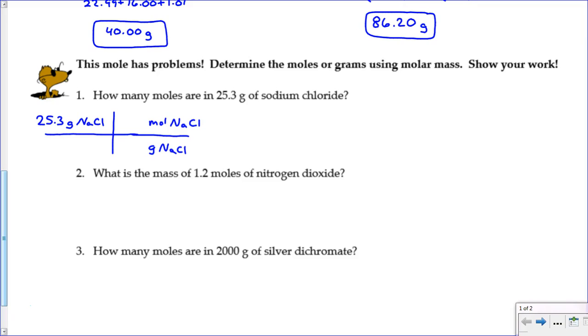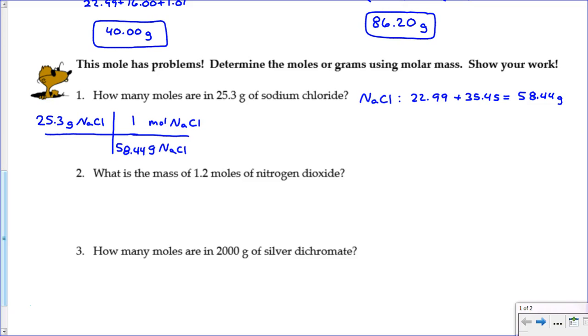All right, so what we have here is sodium is 22.99, plus the chlorine is 35.45. And if you add those together, you get 58.44 grams. Okay, so there are 58.44 grams in 1 mole. We use that as the conversion factor down here in our conversion table, 58.44 grams in 1 mole.